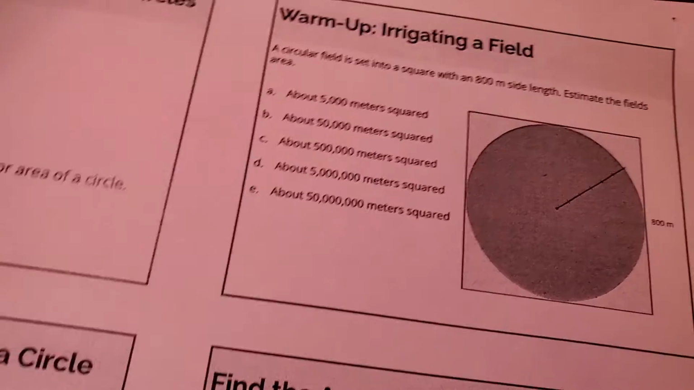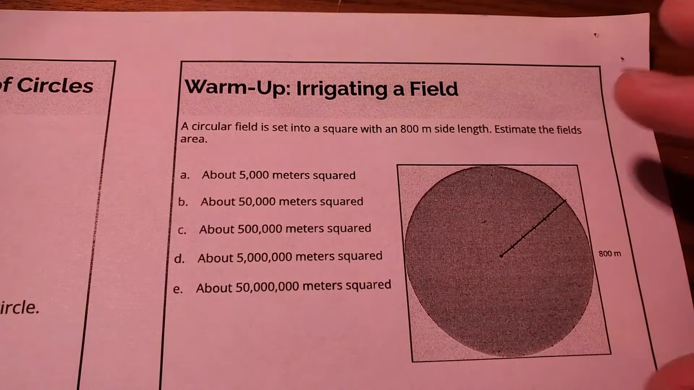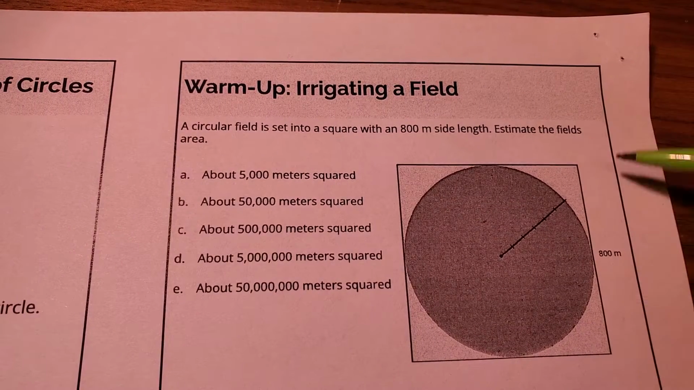So let's go ahead and start our warm-up. Irrigating a field. A circular field is set into a square. This square has a side length of 800 meters, and we're going to use this to estimate the field's area. We do not know how to find the area of a circle yet, which is why we are estimating it. We know that since the circle is inside the square, the area of the circle is less than the area of the square. So go ahead, try this, come back once you're ready.